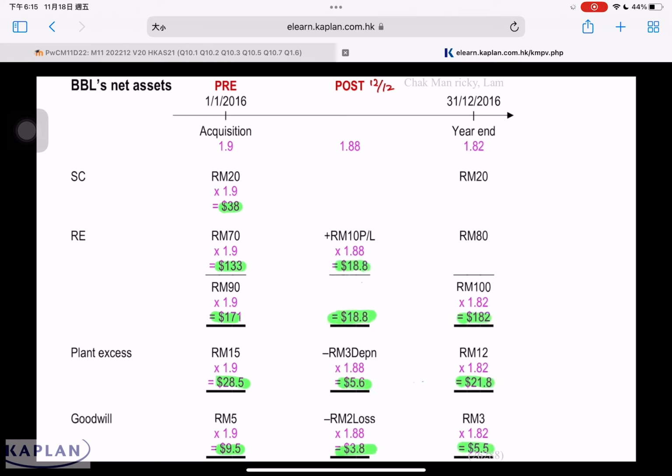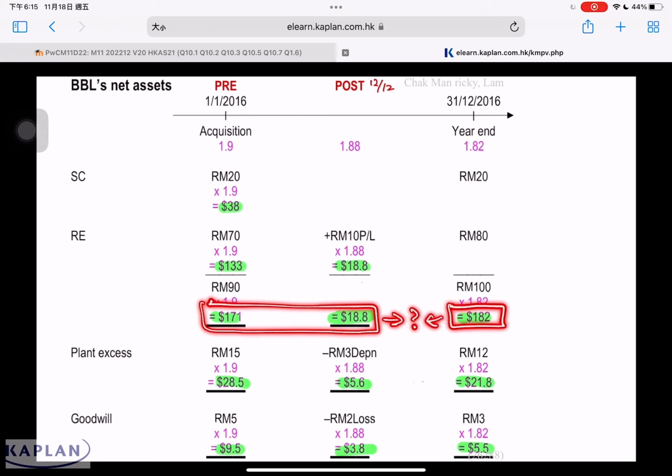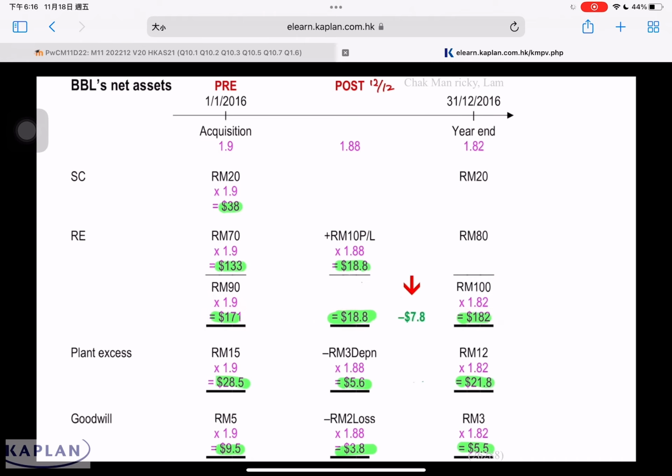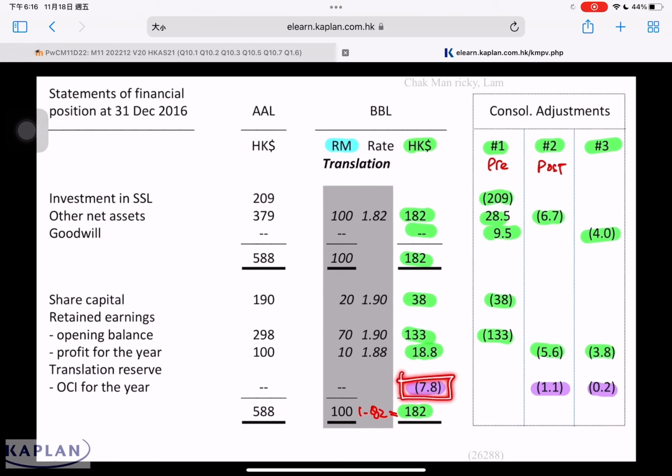Now we have to calculate a balancing figure. Take this minus this; there should be a difference. 171 plus 18.8 minus 182. There's a difference of minus 7.8. This represents the translation loss. Is this amount 7.8? The same 7.8, but calculated differently.